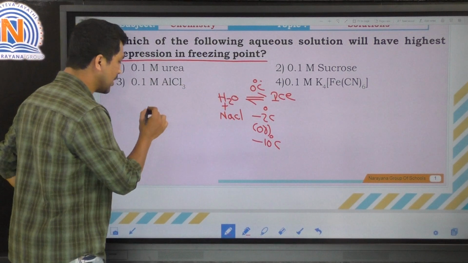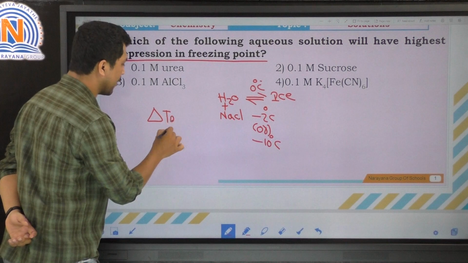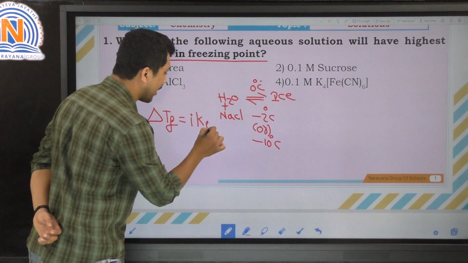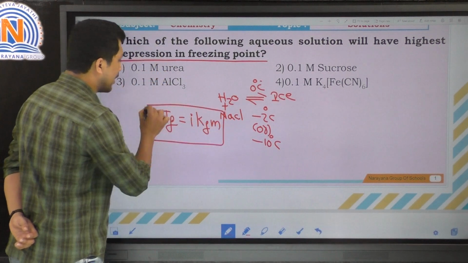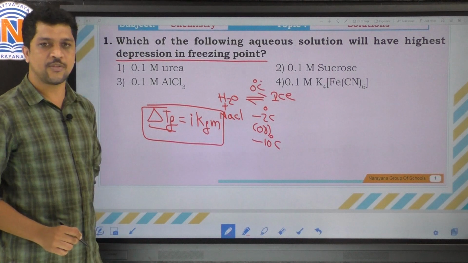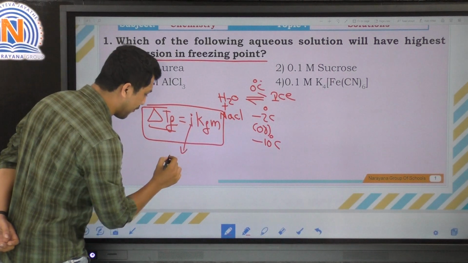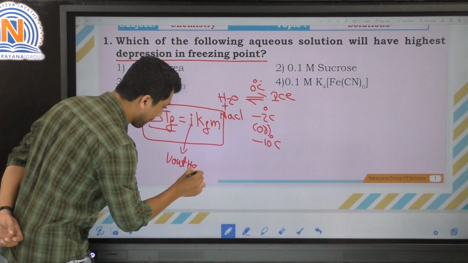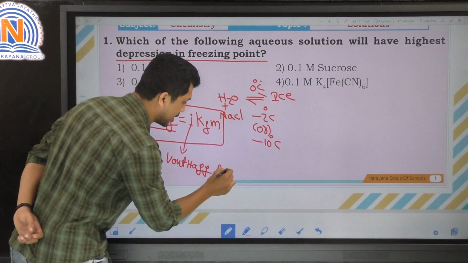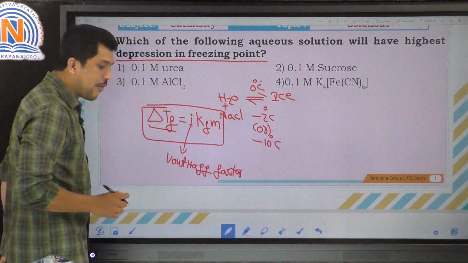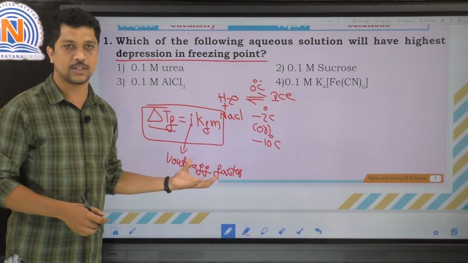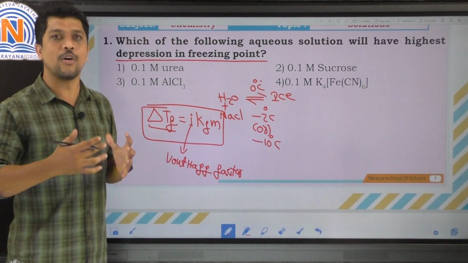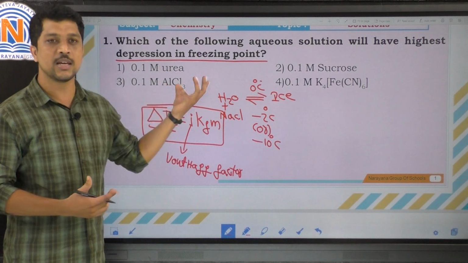Generally, depression in freezing point is denoted with delta TF. The formula for the depression in freezing point is delta TF equals i into Kf into m. Here delta TF is the depression in freezing point, and i is the van't Hoff factor. If a molecule has a greater van't Hoff factor, that is, a greater i value, that molecule has the highest depression in freezing point. So how can we find the van't Hoff factor for each and every molecule?